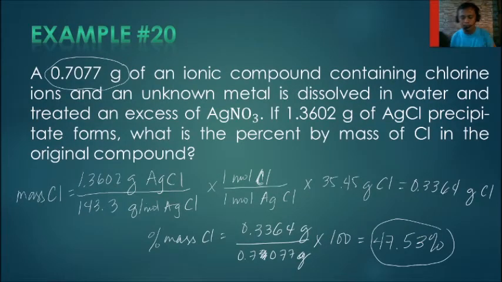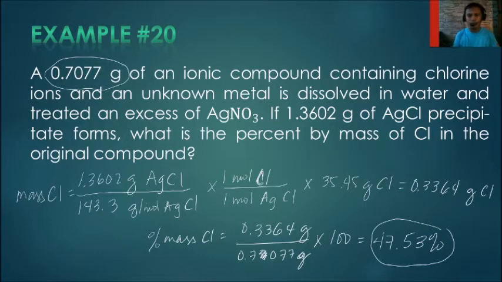So we have this example number 20. We have 0.7077 grams of an ionic compound containing chlorine ions and an unknown metal being dissolved in water. Hindi natin alam kung ano tong ionic compound na to, basta ang sinabi niya lang, given na yung anion is yung chlorine. Then yung cation, hindi ko na-identify. Pero meron siyang mass that is being dissolved in water and treated with an excess of silver nitrate. And so, itong silver nitrate, siya yung excess reagent, while itong unknown ionic compound ang magiging limiting reagent natin.